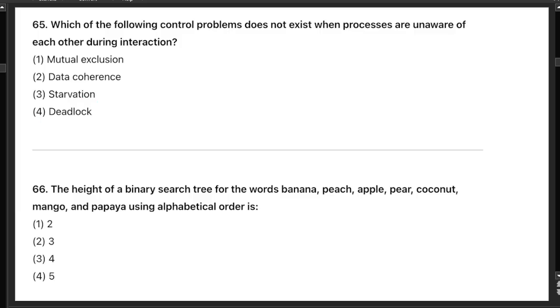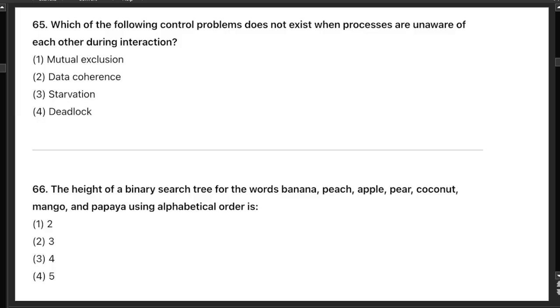So if we talk about mutual exclusion, then it is the control problem where only one process can access a resource at a time to prevent conflicts. If we talk about data coherence, it ensures that all processes see the same data at the same time, preventing inconsistencies.